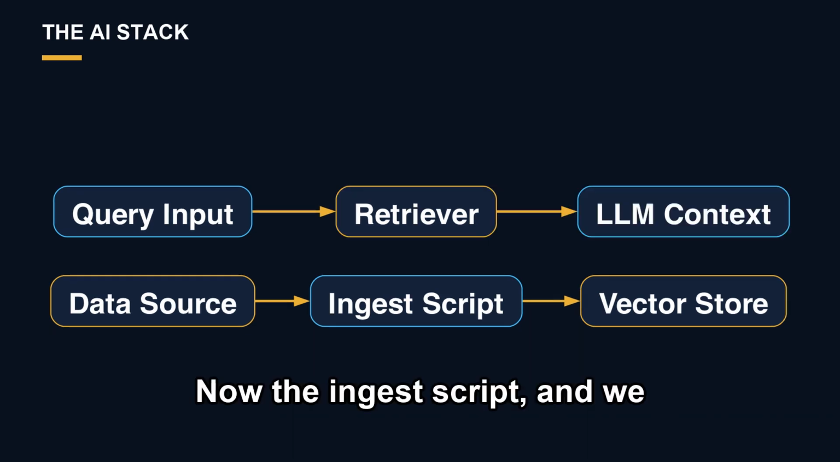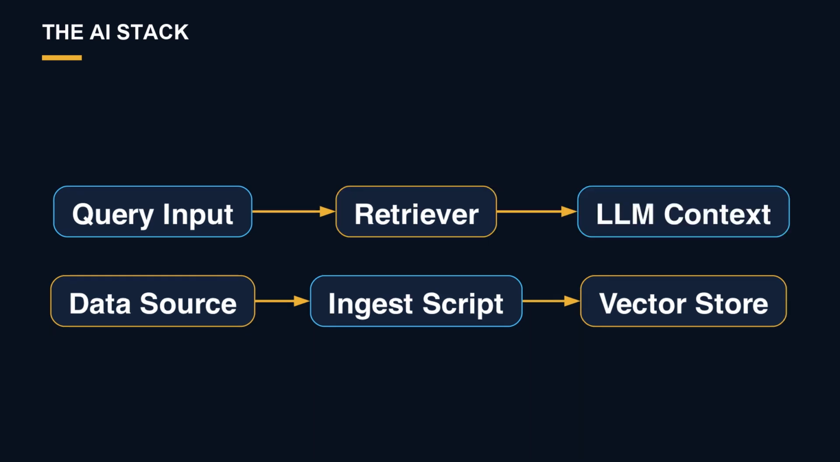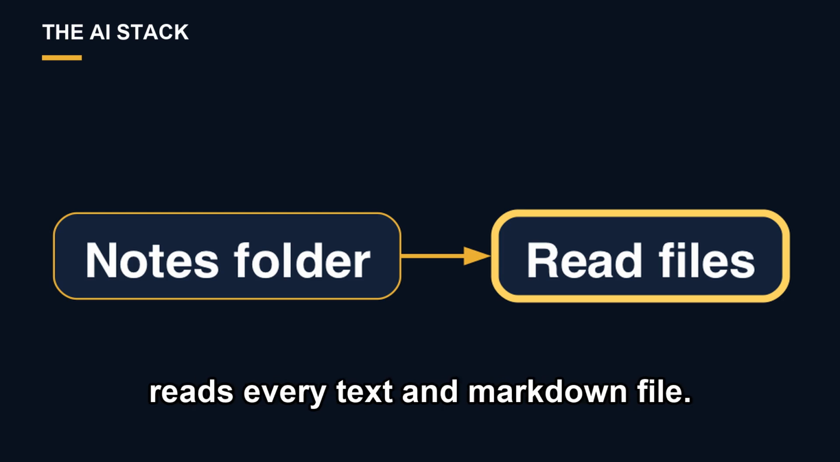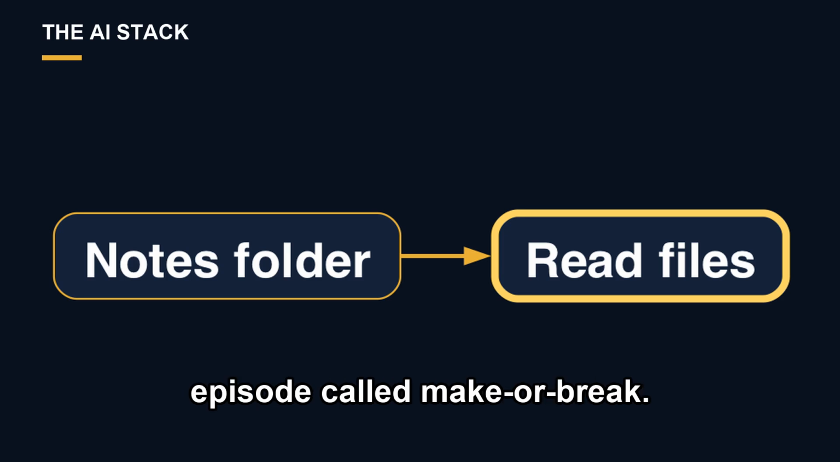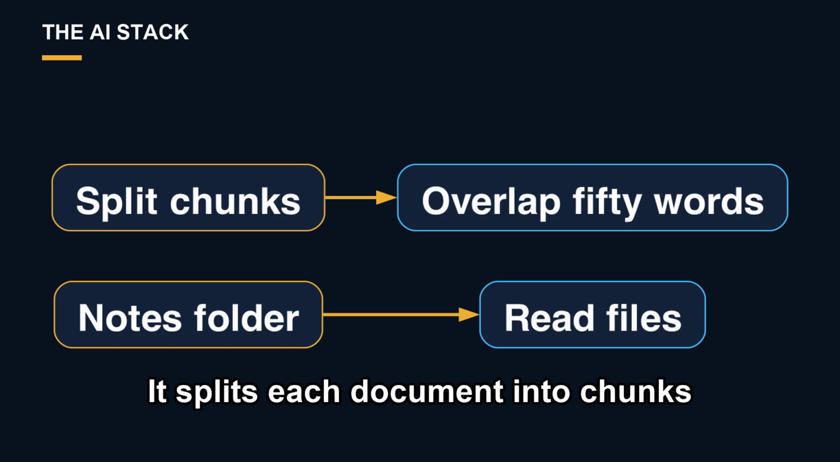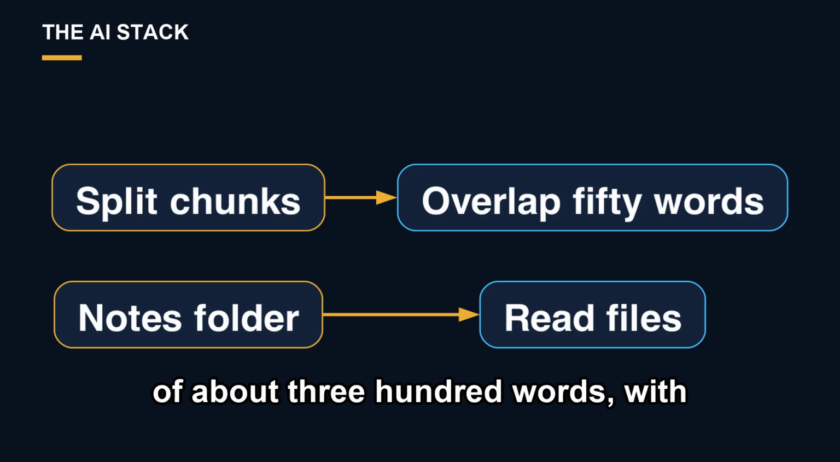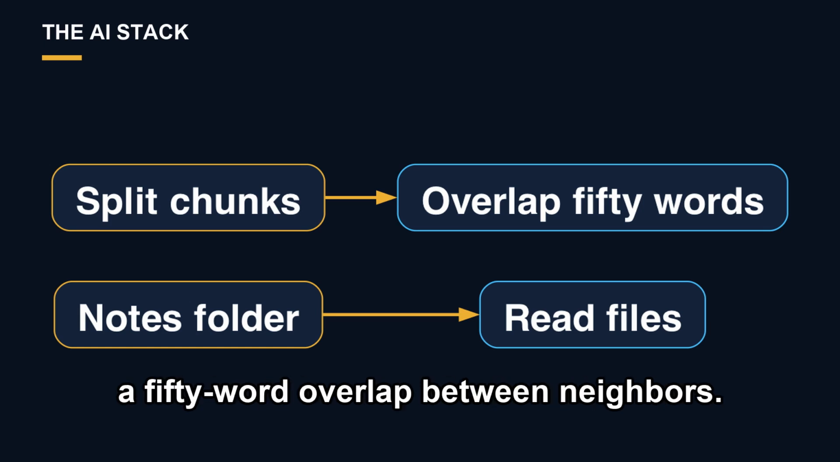Now the ingest script, and we build it in the order the data flows. It walks your notes folder and reads every text and markdown file. Then comes the decision, the chunking episode called Make or Break. It splits each document into chunks of about 300 words, with a 50-word overlap between neighbors.